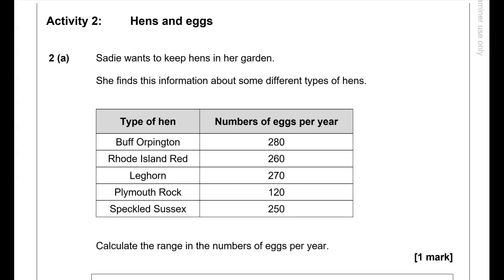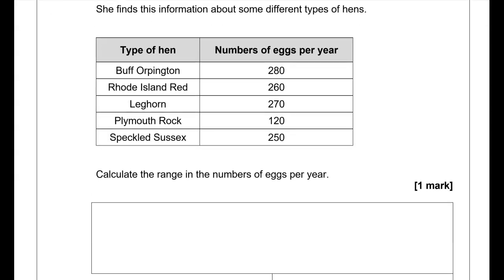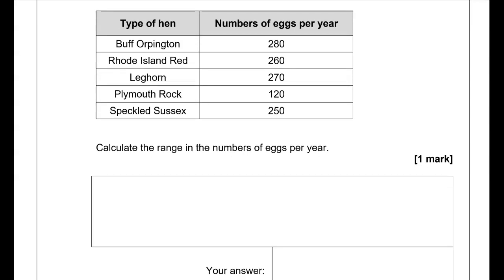Sadie wants to keep hens in a garden. She finds this information about some different types of hens. Calculate the range in the numbers of eggs per year. So range is the difference between the highest and the lowest number. So the highest here is 280 and the lowest is 120. So 280, take away 120, that gives us 160. And that's the range.